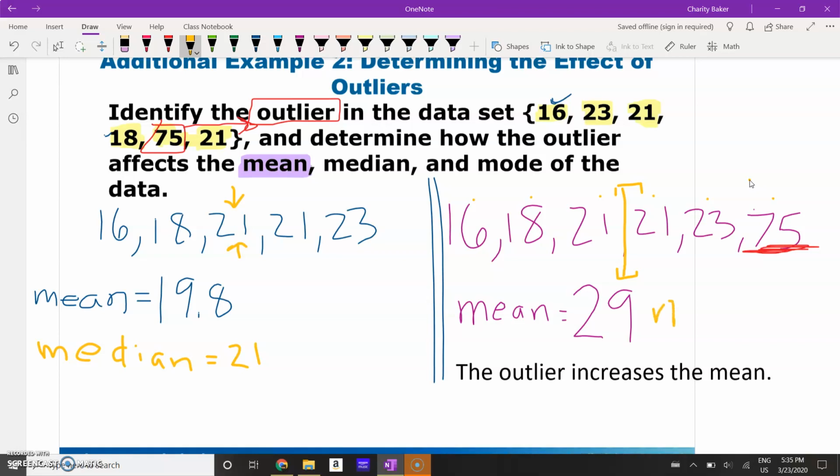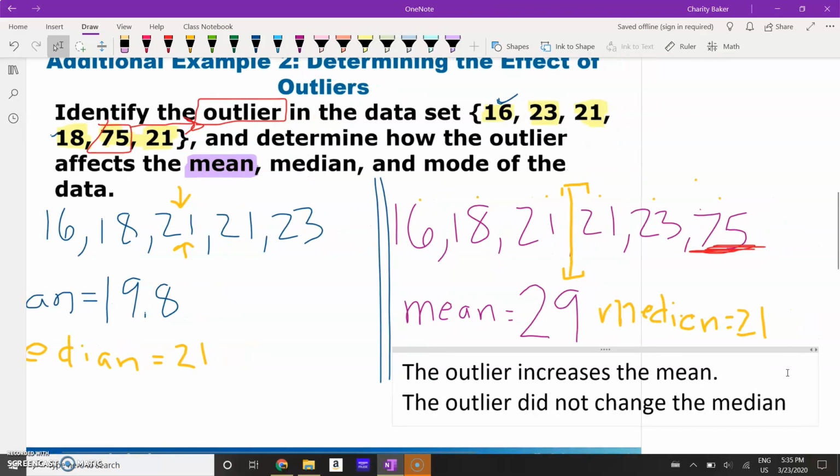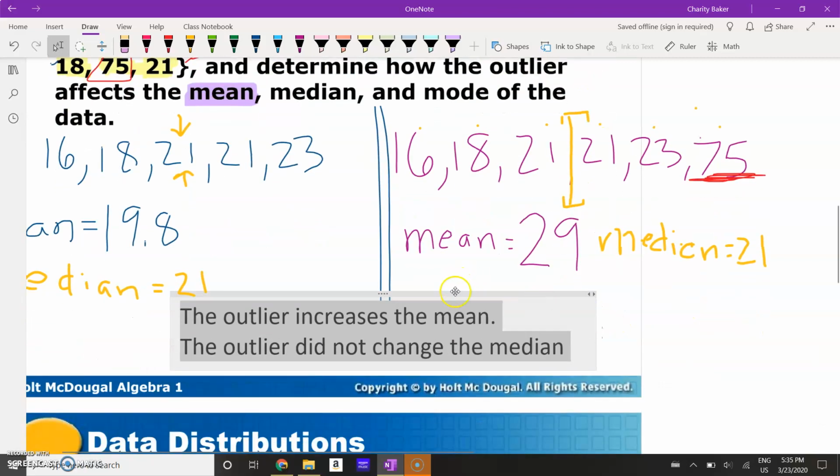So our median is 21. So the outlier didn't really affect our median. So let's write about that. So the outlier did not change the median. It was 21 both times, right? Cool. All right, and then we have one more thing to do.